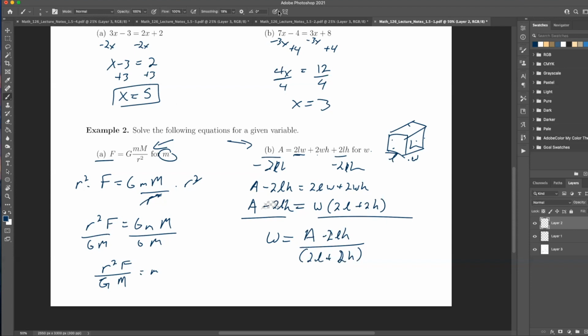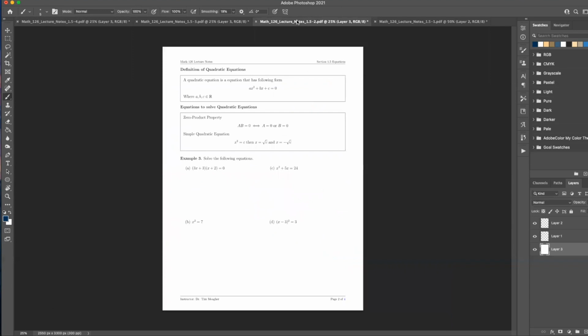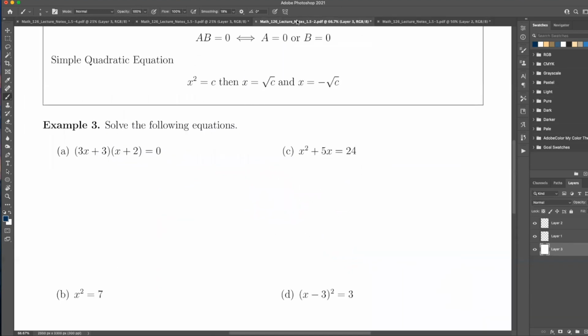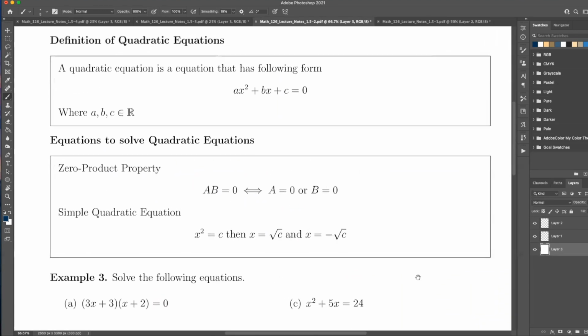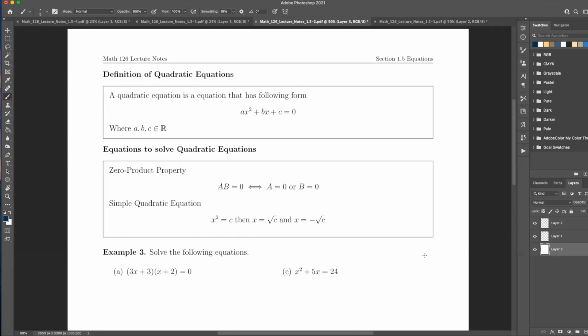All right, let's do the next one. All right, so quadratic equation. So if we have a quadratic equation, this is what a quadratic equation looks like. So we're going to use the zero property.